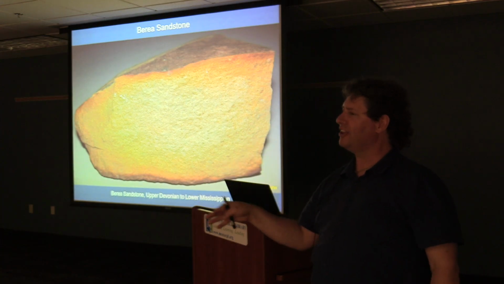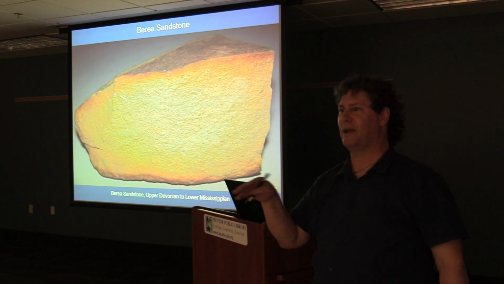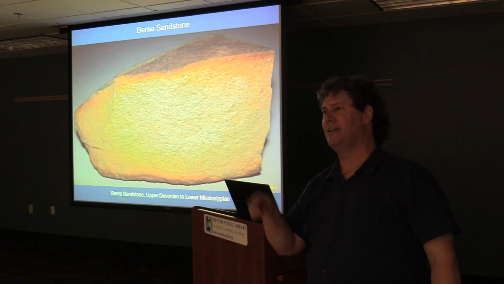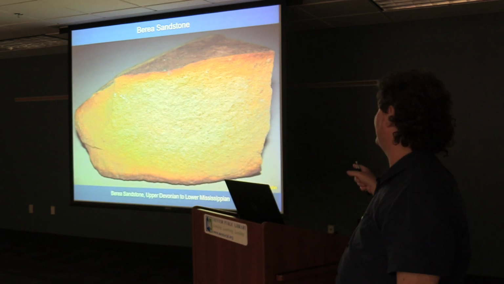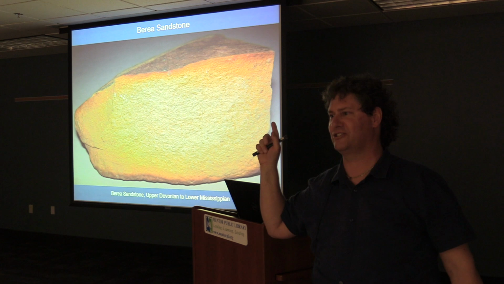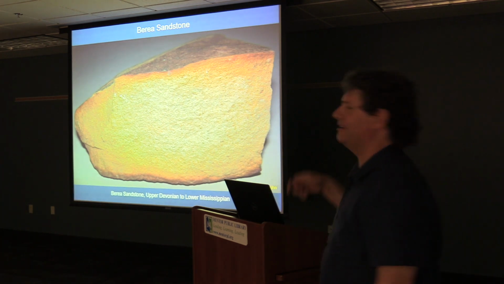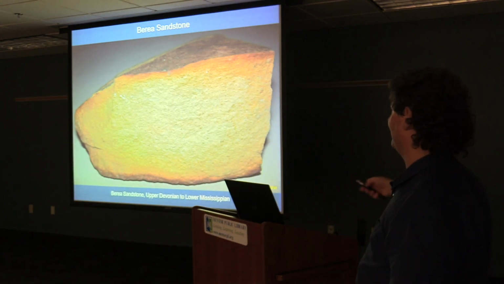By the way, geology constantly changes its mind. Depending on which textbook you pick up at what time, Berea is either very late Devonian or it's very early Mississippian. And they just changed their minds yet again. So who knows? But it's right on the border. So we'll call it Mississippian.